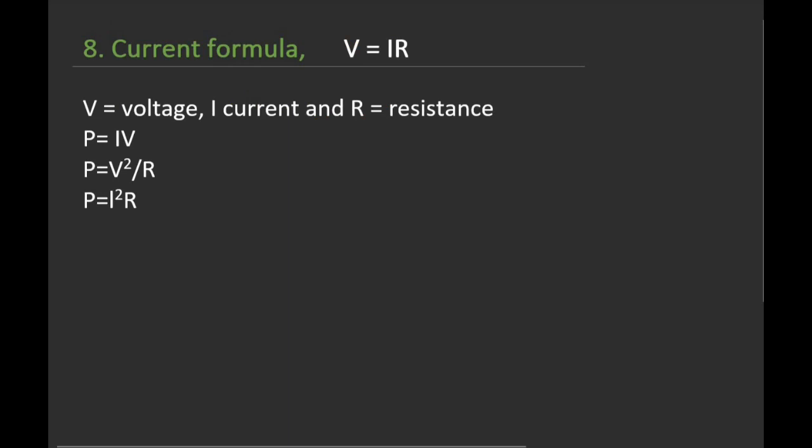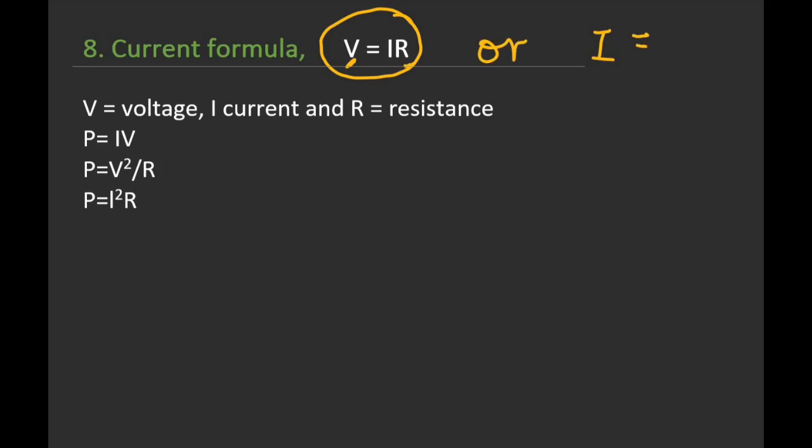Let's talk about current. Current is usually denoted by the symbol I. Ohm's law relates the current flowing through a conductor to the voltage V and the resistance. So that is why we have this formula for calculating voltage, which is current times resistance, or current equal to voltage over resistance. I just want you to know what the V stands for, the I stands for current, and the R for resistance.